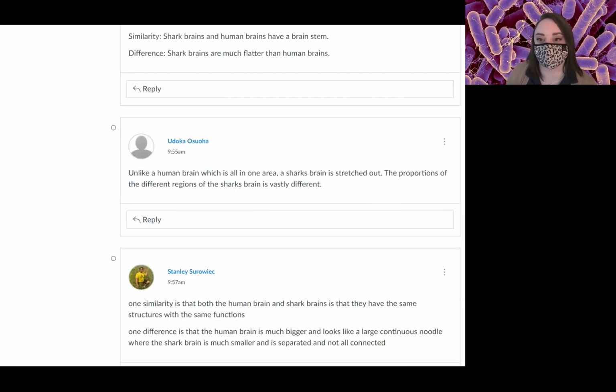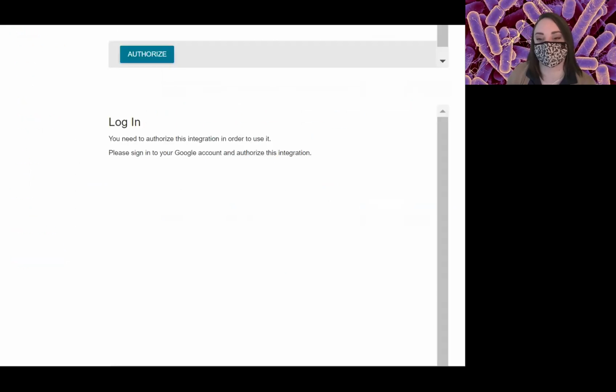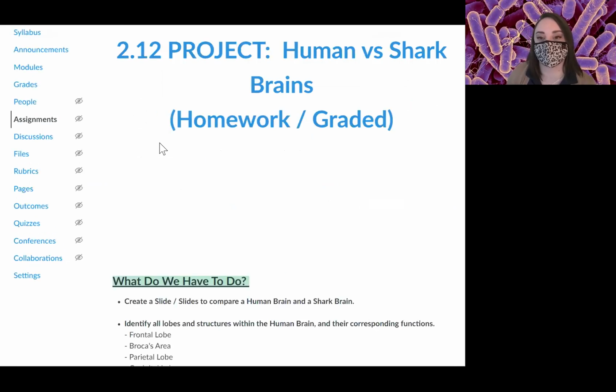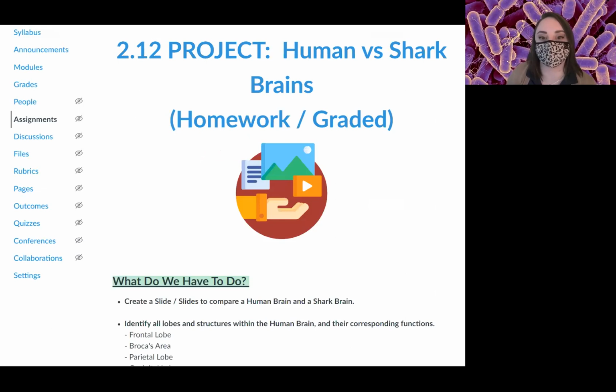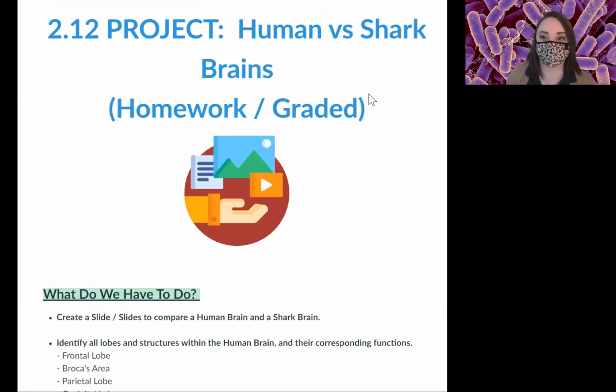So now we're going to click to the next page. And we're going to click to 2.12 project. Okay, so if you go to the next page here in Canvas, we want to go to 2.12 project, human versus shark brains.